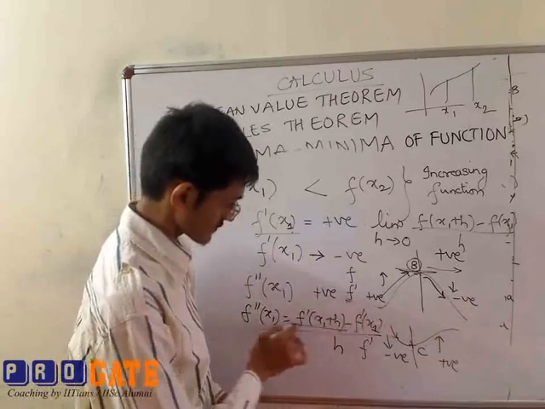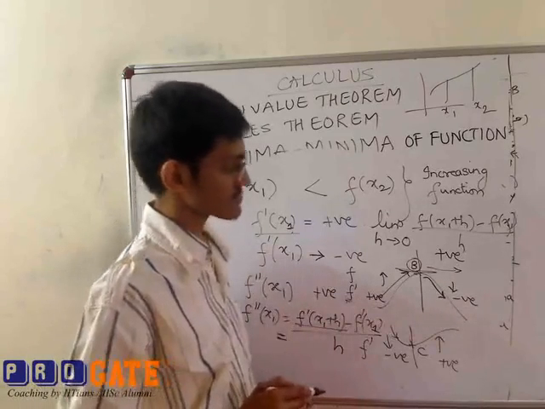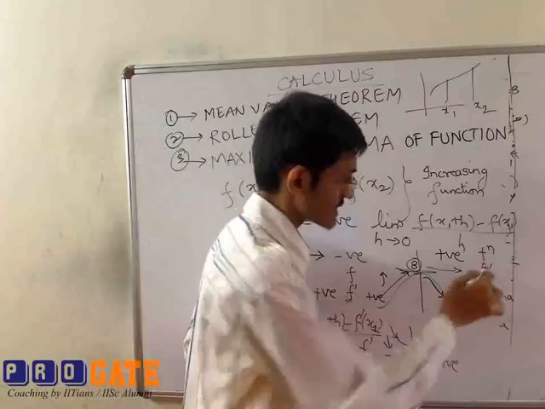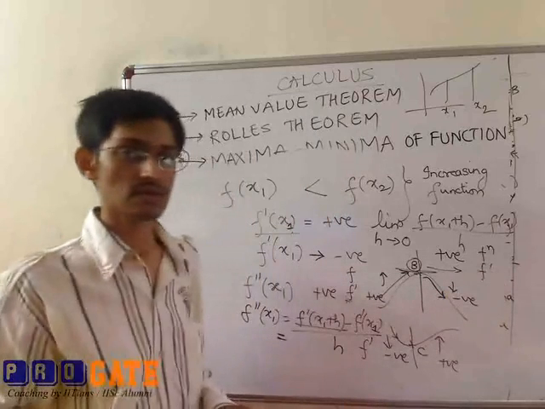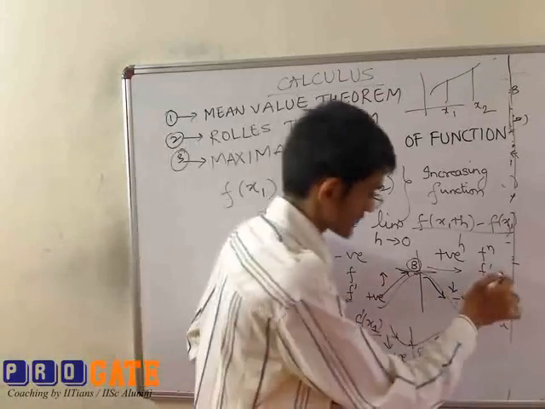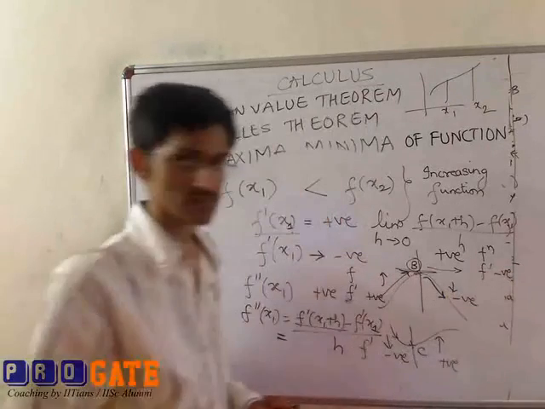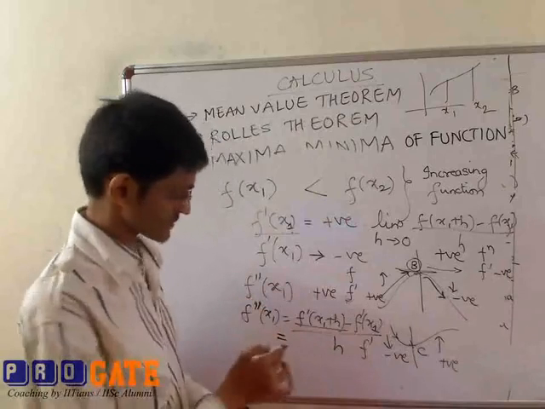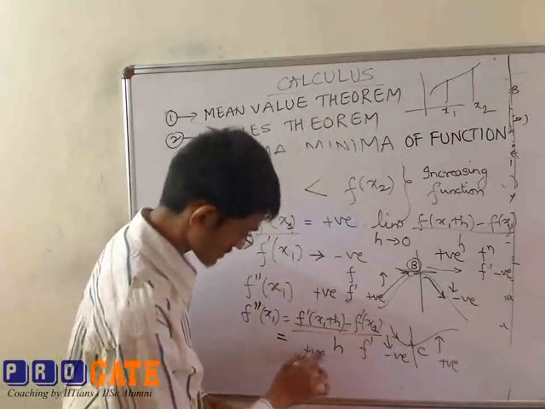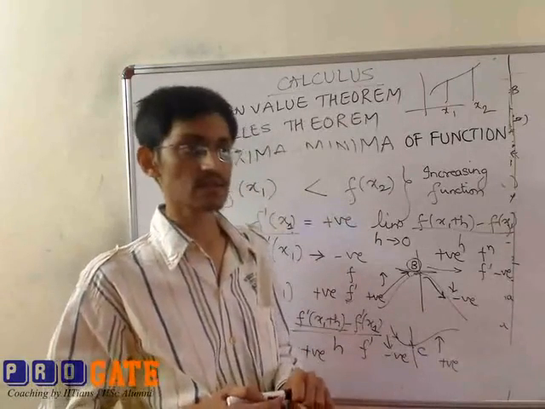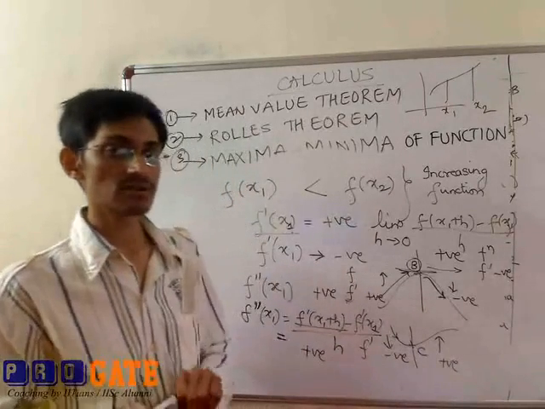f dash of x1 plus h. The function value decreases, so your f dash is negative. So when you evaluate the second order derivative, it would come out to be positive.